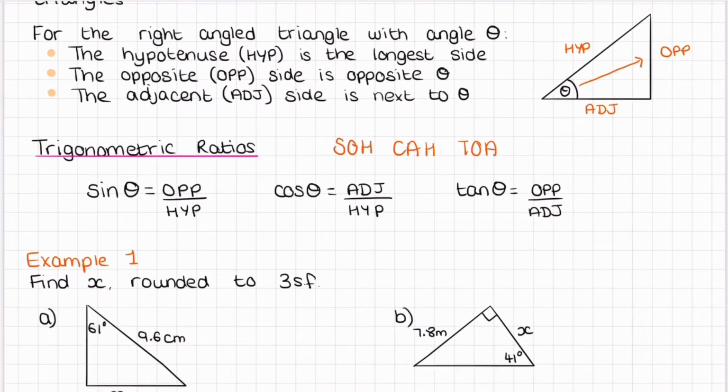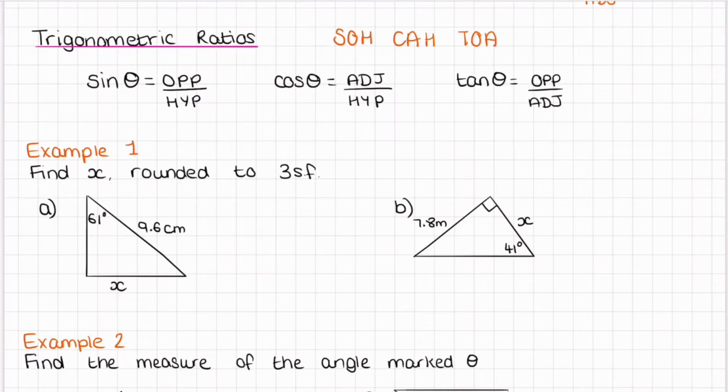Alright, let's do some questions with these. First example, we want to find x rounded to three significant figures. We look here, we've got our angle, and now we just want to look at what sides we have. Do we have the opposite, the adjacent, or the hypotenuse? If this was a right angle, the right angle will be there. And from the angle, do we have the hypotenuse? Yes, we've got the longest side. And then we've got the side opposite the angle. So we've got an opposite and a hypotenuse. If you look at those ratios, the one that has that in is sine.